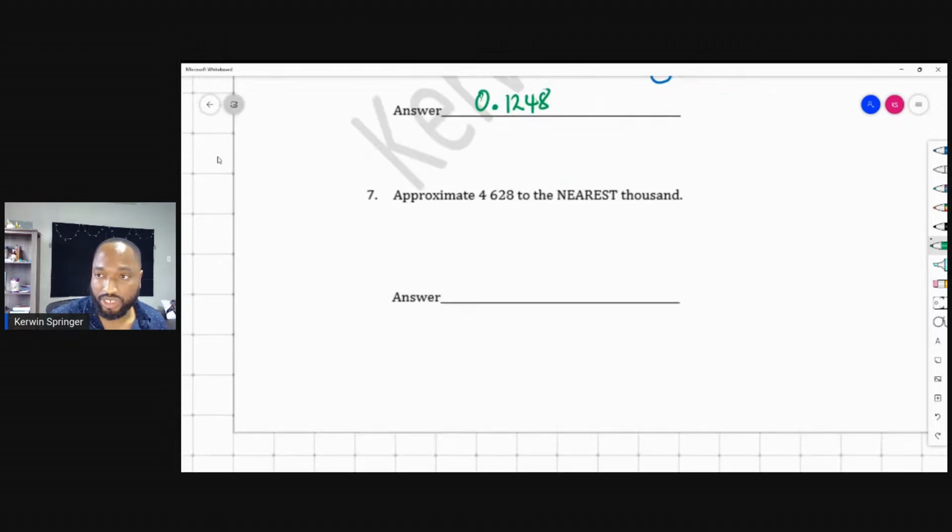Approximate 4,628 to the nearest 1,000. So this is the thousands column. The next place value we're looking at is the hundreds, and we're just trying to determine if this is a number that's 5 or more. And since it is a number more than 5, we're going to add 1 to this. So this now becomes 5, and all the rest changes to 0. 5,000.